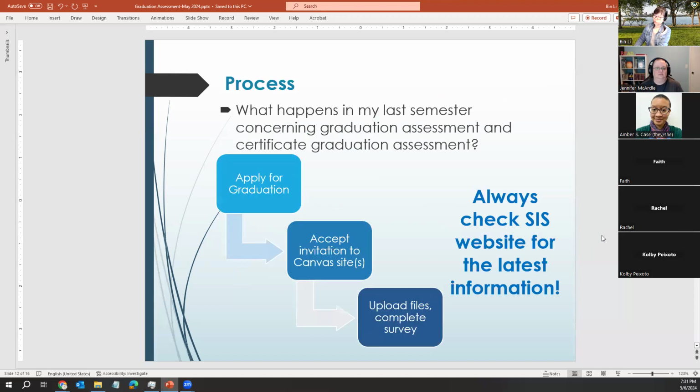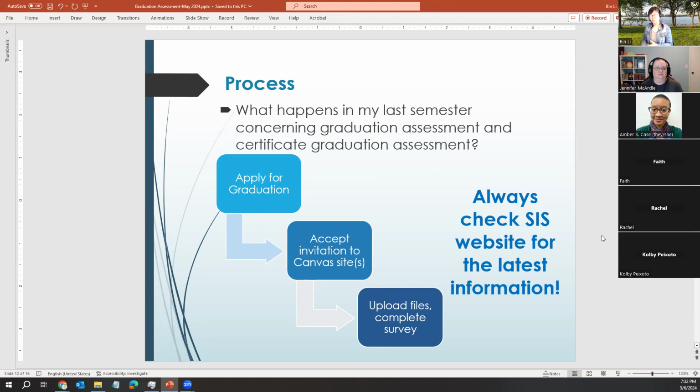So, the process, what actually happens in your last semester about the graduation assessment and certificate graduation assessment. First, you really need to apply for graduation. Graduation is usually, I think, the end of fifth week. If you are getting your master's and your certificate, remember to apply for both.